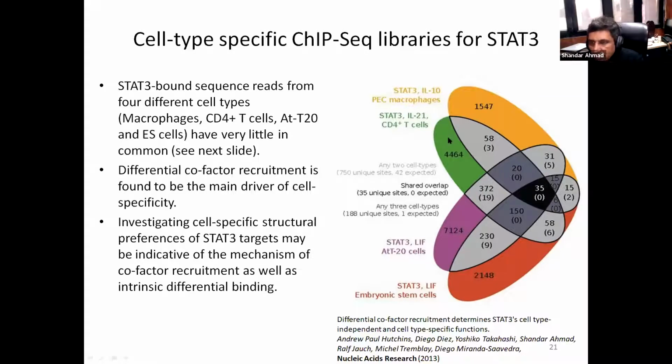What is very interesting is that of the sites observed in the ChIP-seq experiments, only 35 sites out of several thousand recognition sites for STAT3 are recognized in all four cell types. On the other hand, a large number of sites, 1,547, are recognized only in macrophages. And at the bottom of this figure, you will see that 2,148 sites are recognized by STAT3 only in ES cells and not in other cells.